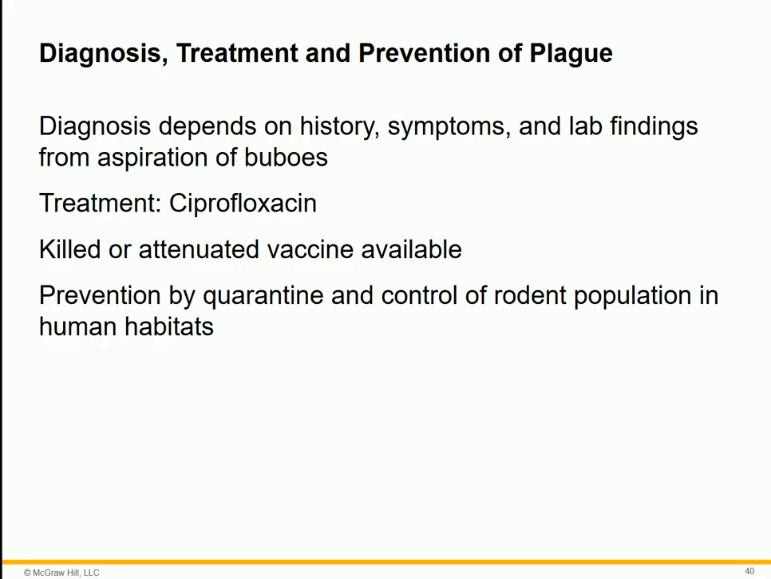So how do we diagnose and treat or even prevent plague? Diagnosis really depends on the history, on some lab findings, taking a little sample off of the buboes, and that would be the specimen, and you would run some tests and diagnose it. It is treated with Cipro, which is an antibiotic. There is a vaccine, a killed or attenuated vaccine that is available. Prevention would be, since the source of the infection are rodents and chipmunks and squirrels, you want to try to control the rodent population among human habitats, so in cities and so on.